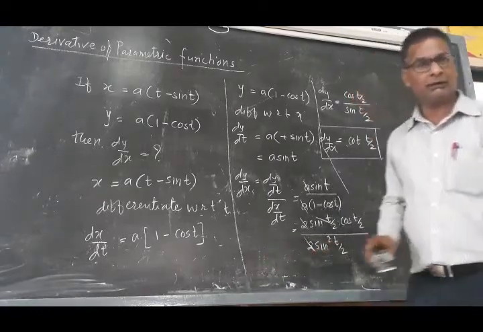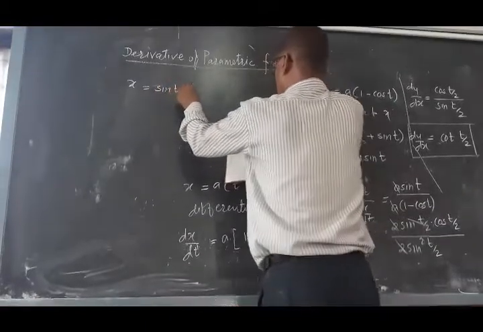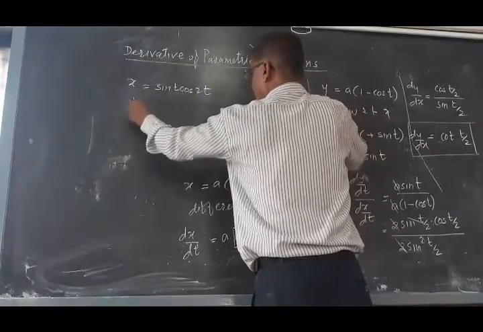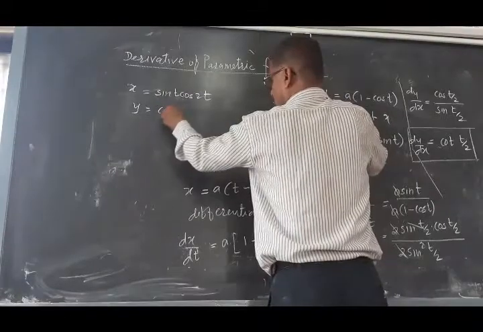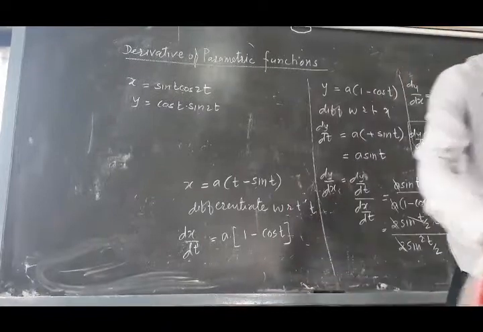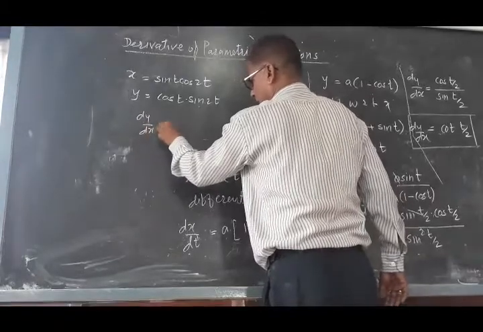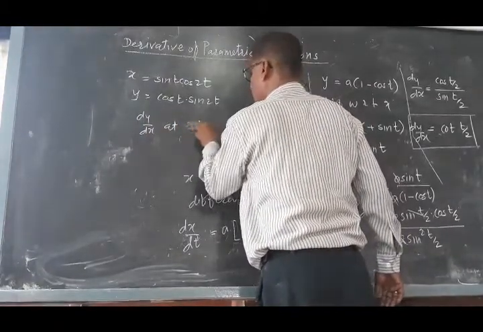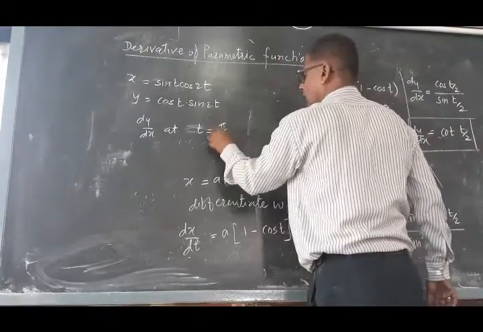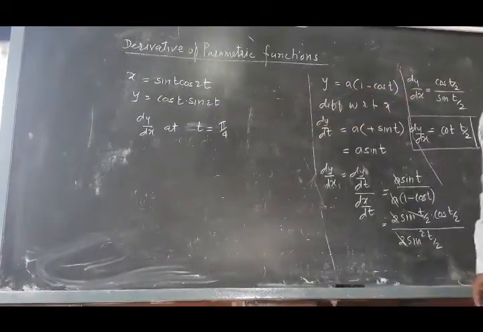In a similar way we can solve another example. x is equal to sin t into cos 2t, y is equal to cos t into sin 2t. Here we have to find dy by dx at t is equal to pi by 4.